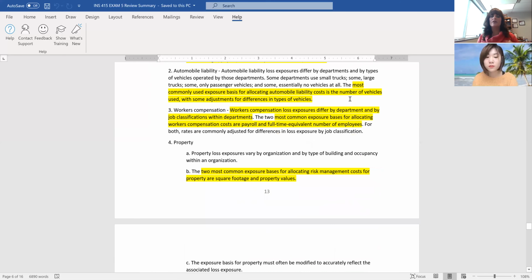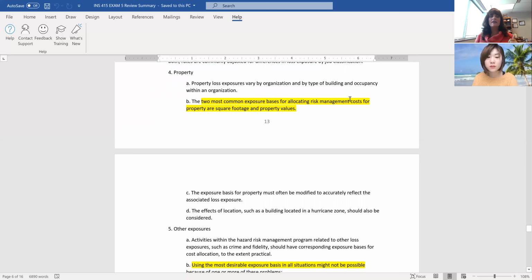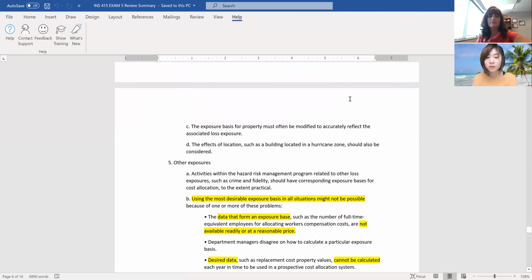Workers' comp is almost always tied to payroll and/or number of employees you have. So obviously the more payroll and number of people you have, the more increase you're going to have in workers' compensation injuries of your workforce. Property values or square footage is the most common way to allocate property expenses, because you can actually say, here's the value of this building, or here's the square footage of the building, and that's how I would allocate costs.